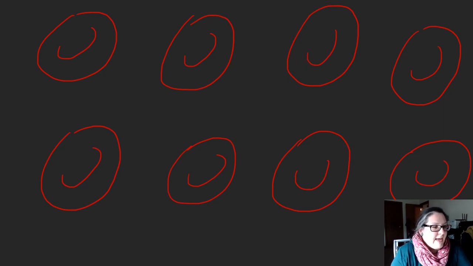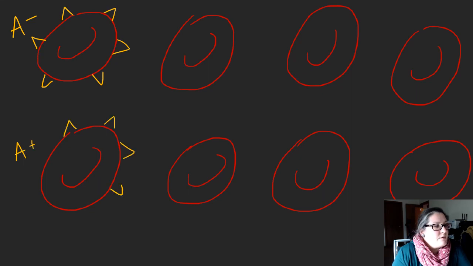Okay, so if we have A positive, or let's say A negative, let's do A just minus. A negative blood. They have the A surface antigens, but no Rh antigens. A positive blood has the A surface markers, and it has the positive surface markers. I think you get the idea where this is going. Not very good, but you get the idea.